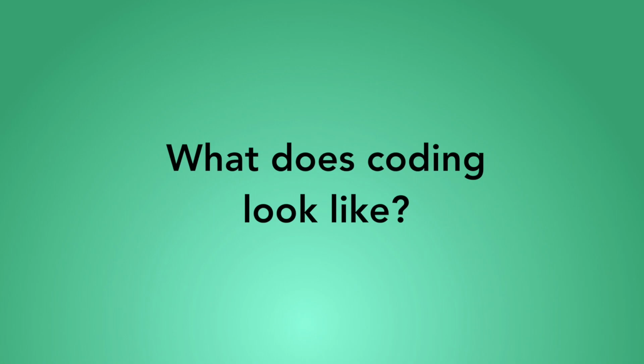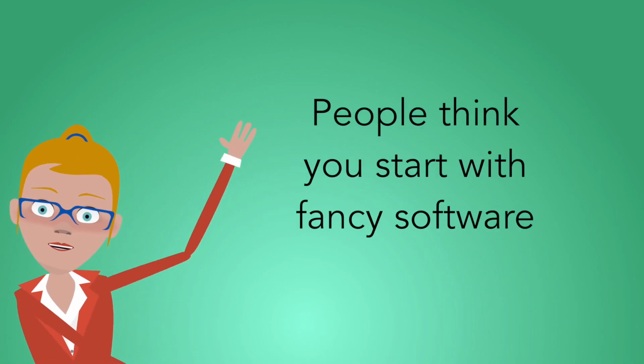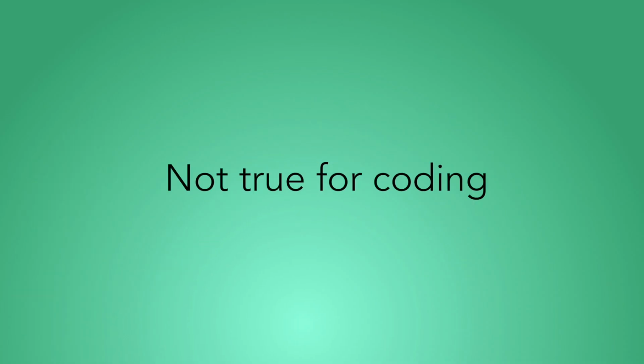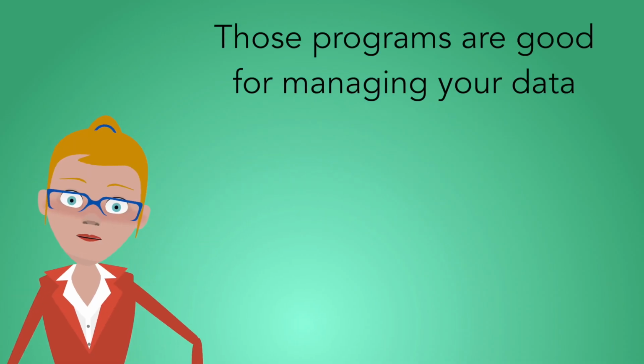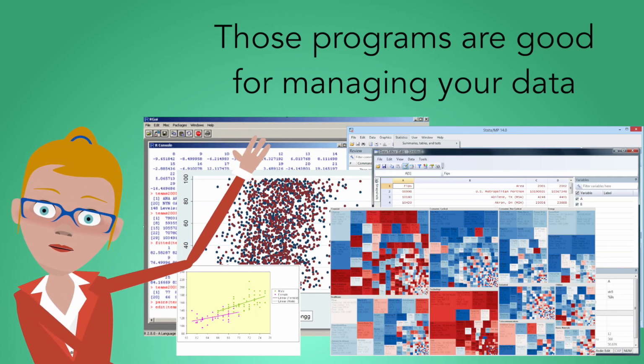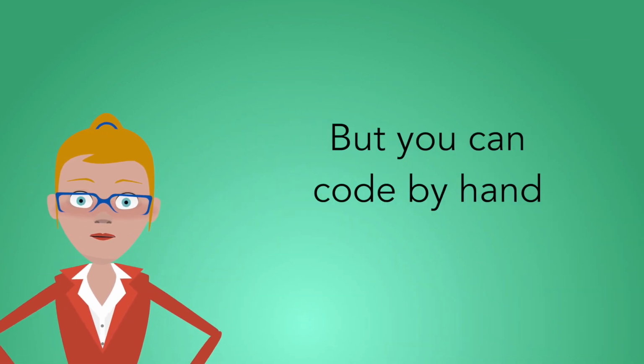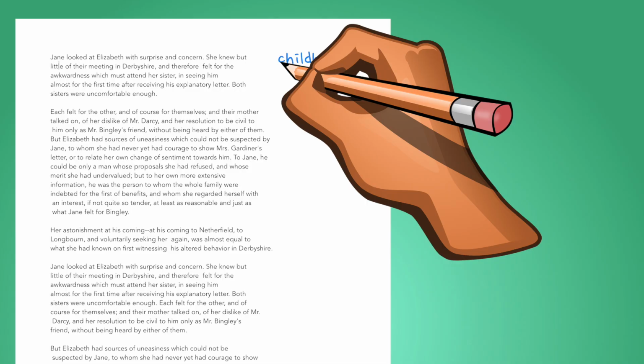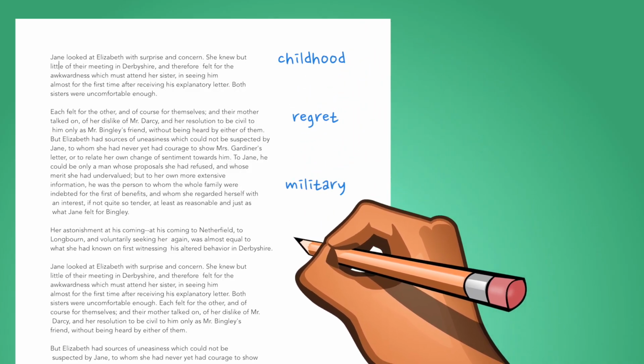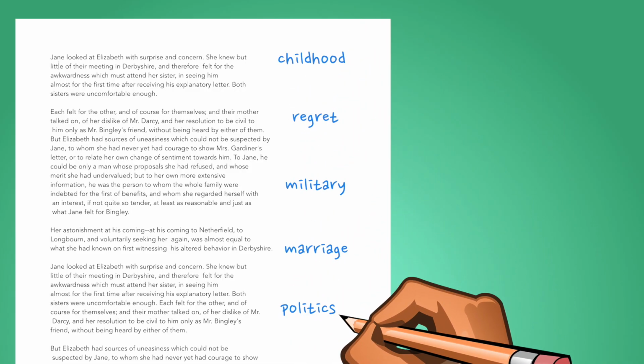What does coding look like? Often people think that they need a sophisticated software to do coding. And in fact, this is not true. Often sophisticated software is an advanced way of helping you manage your qualitative data, but you can very well code by hand. You can print things out and code by hand and do it the old-fashioned way.